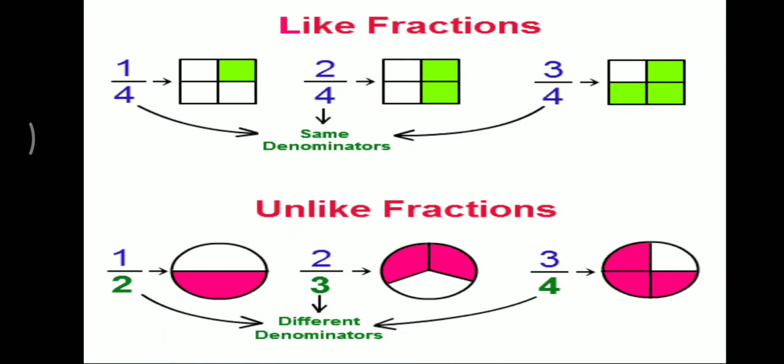So in the picture, like fractions and unlike fractions are explained. In like fractions, you can see 1 by 4, 2 by 4, 3 by 4. Every denominator is the same. In unlike fractions, 1 by 2, 2 by 3, 3 by 4. The denominators are totally different.